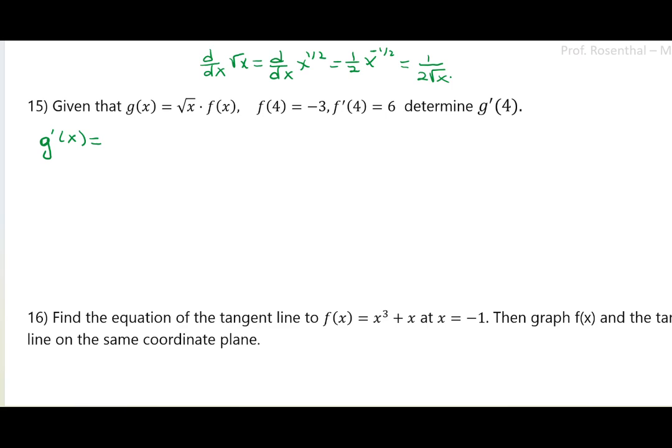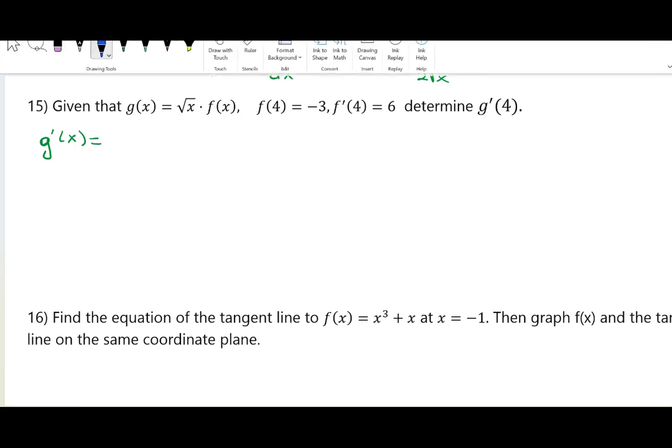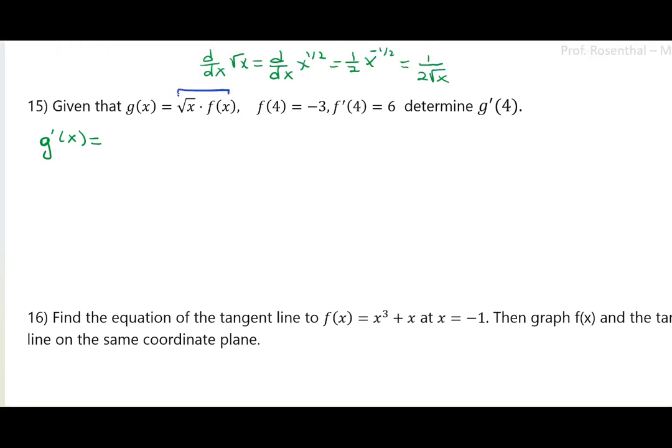And if you remember when we first saw this, I said this is going to come up a lot. Some of you may already remember that the derivative of square root of x is 1 over 2 root x. If you don't remember it, I would say try to commit that to memory because it will save you time. Okay, so now we're going to use the product rule on this function, root x times f of x. So the first quantity, root x, times the derivative of the second, f prime, plus f of x times the derivative of square root of x, which is 1 over 2 root x.